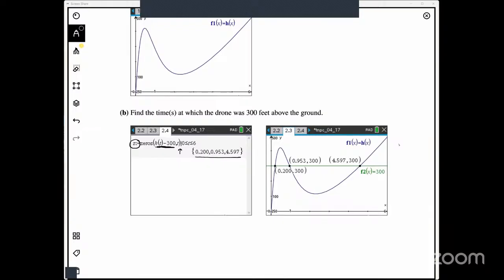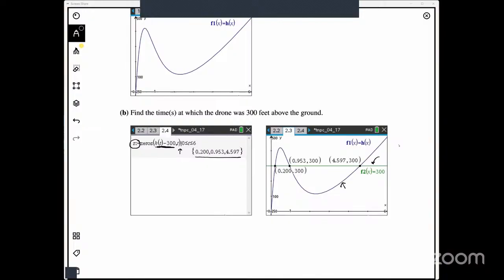Another way to do that is on the graph screen. I don't know if you can see this in color, Curtis, but my graph of h here is in blue, and I drew in a horizontal line at 300, and that's in green. What I really want to do is find out where those two graphs intersect. There's a built-in function on the Nspire that will allow me to find out numerically where those two graphs intersect.